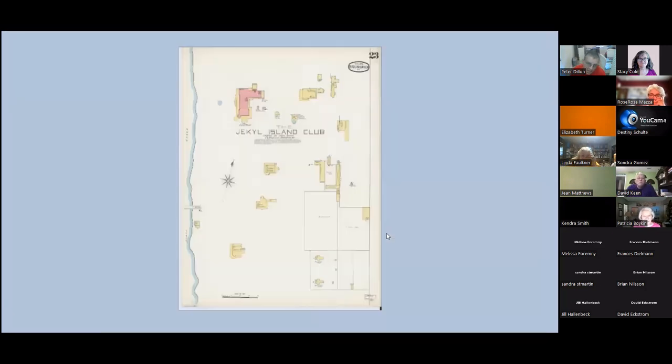Now, I live on Jekyll Island, which is part of Glynn County, and I wanted to see what they had here. This is the Jekyll Island Club.